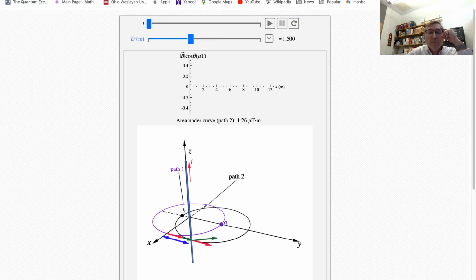Okay, now look carefully at where path 2 is. You see that the wire now pierces the inside of path 2? And of course, it still pierces the inside of path 1. So what do you think we're going to get for the circulation now?